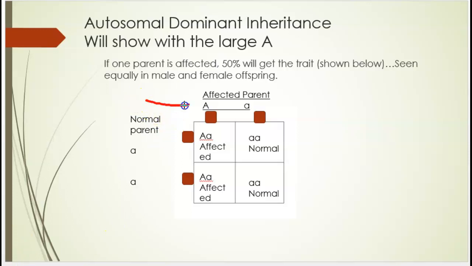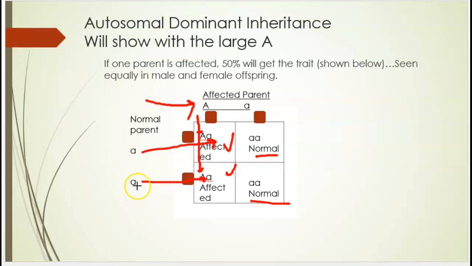That dominant gene will always be expressed with a large A. So bringing that large A down and down again, and then distributing the small a and the small a, and then bringing the small a's over to the other boxes, we can see that there's a 50% chance that this will be spread. Now, this is just one example.